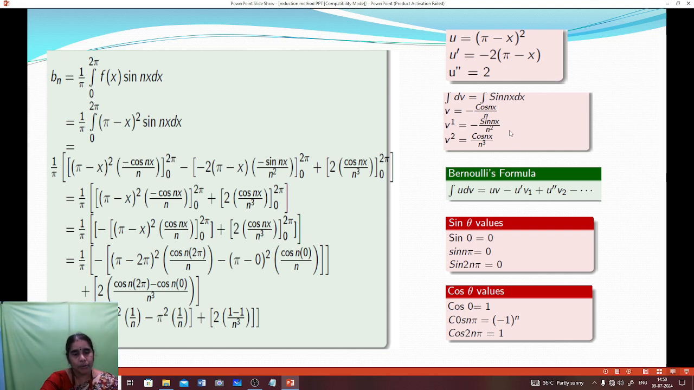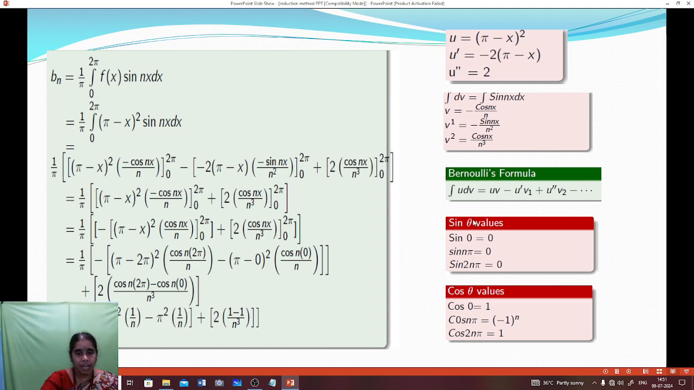And then again, once again integrating, we obtain a value for v1. v1 takes minus sin nx by n square. By integrating cos, we again get sin nx by n. Already we are having n in the denominator. On combining, we get minus sin nx by n square. Similarly, v2. Once again, we have to integrate this up to u double dash. So we have to find up to v2. So v2 is equal to cos nx by n cube.